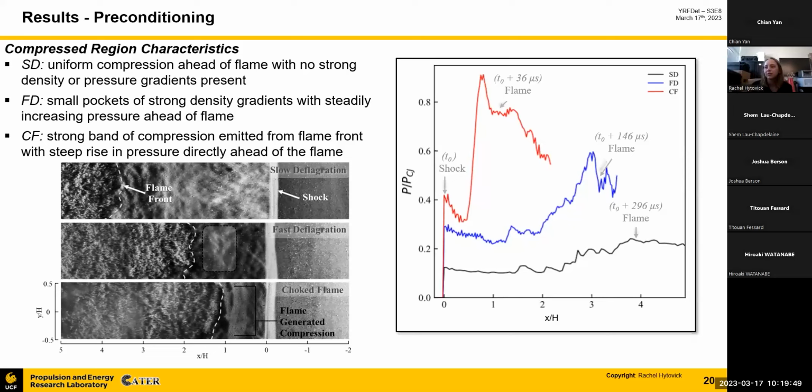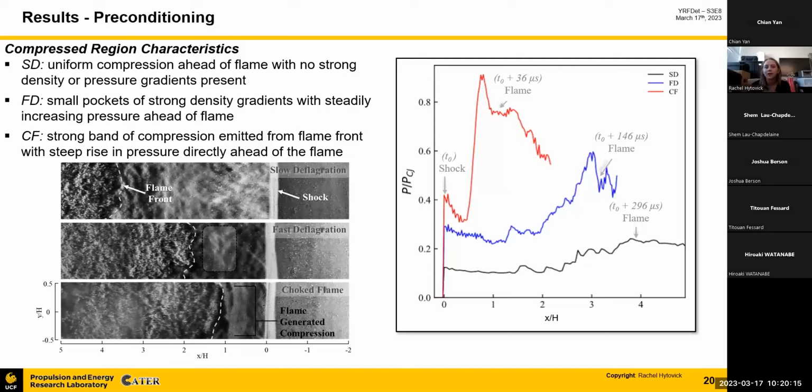And so here we have our shock, and our flame is about 4 x/H distances behind our shock. And in that, we see pretty steady compression in between the shock and the flame. So we're not really seeing any large bands or any super strong gradients qualitatively. And then in our pressure traces on the right, we have, again, x/H.